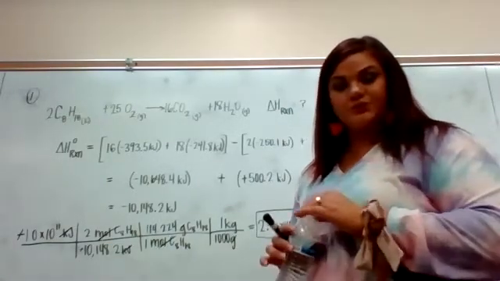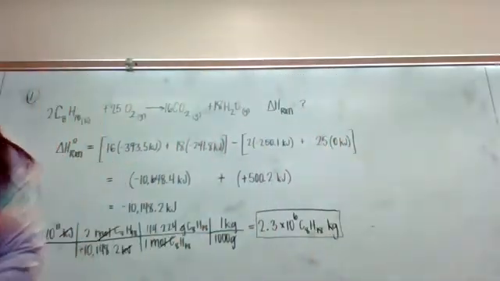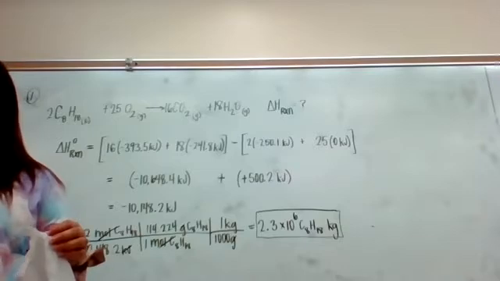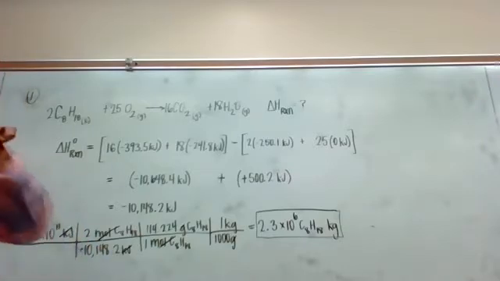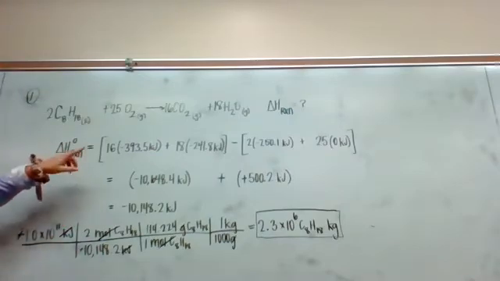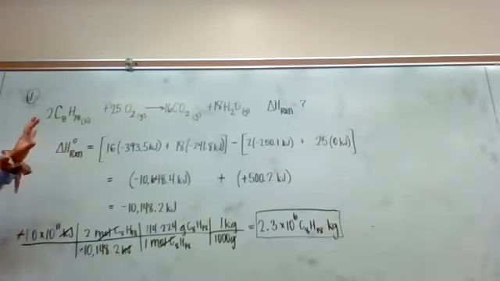Okay, let's look at number 2. Number 2, you're using Hess's law to find the delta H of the reaction given to you. So Hess's law is just a different way to find the delta H of reaction. Instead of using the enthalpies of formation like we did here, we're going to use that series of reactions.